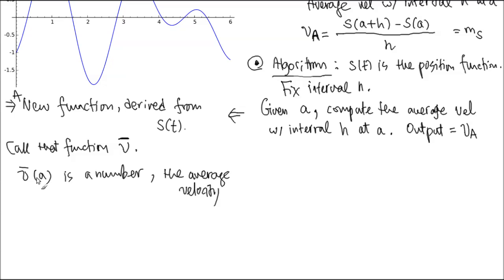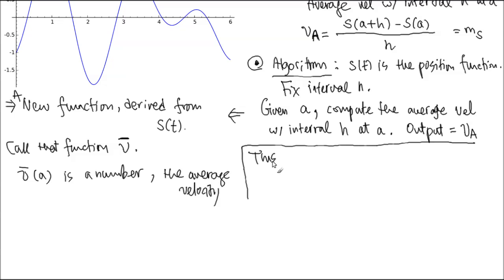This v bar encodes a lot. I give you a, you go through all that calculation and it spits out a number. That number is the average velocity at that instant a with time interval h. Okay, does it look like a function? The v bar summarizes this description. Behind the formula, it's more complicated.